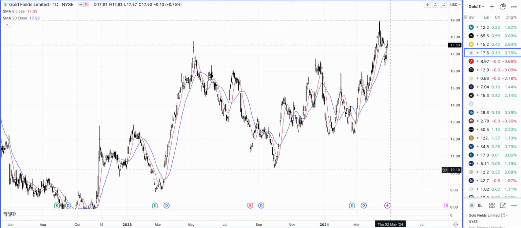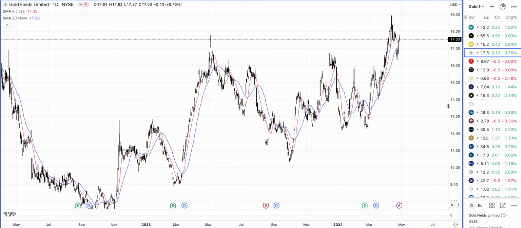Then we have the Gold Fields Limited. I don't think we have had a look at this one.